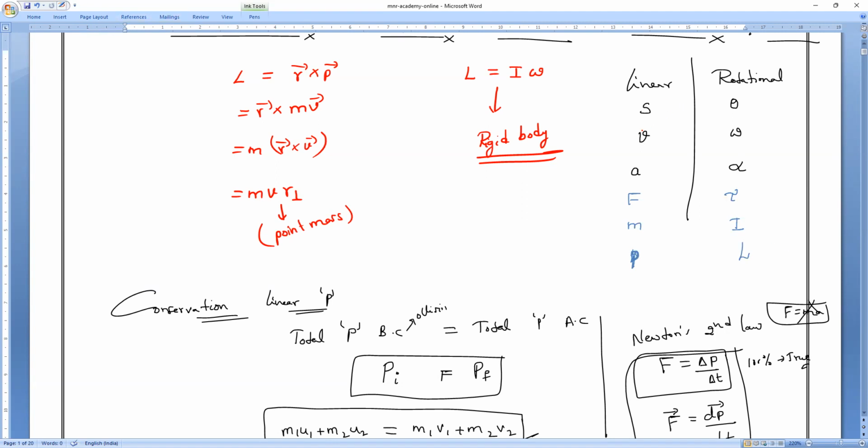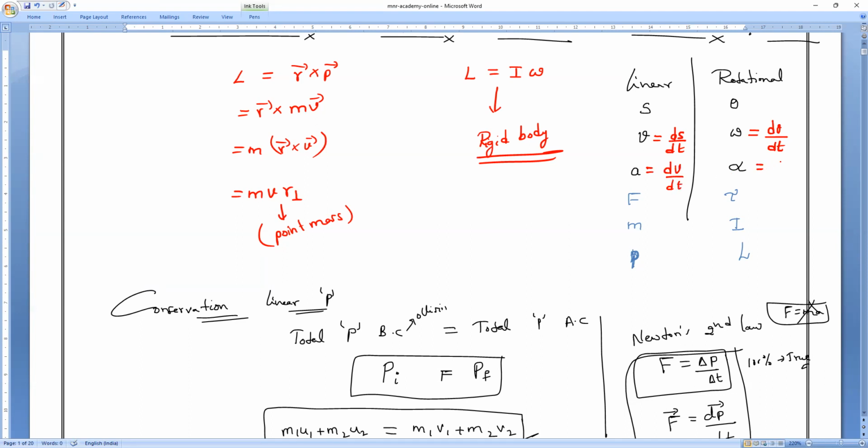So we all know that velocity means ds by dt. Same way, what is angular velocity? d theta by dt. Understanding? What is acceleration? dv by dt. What is the angular acceleration?